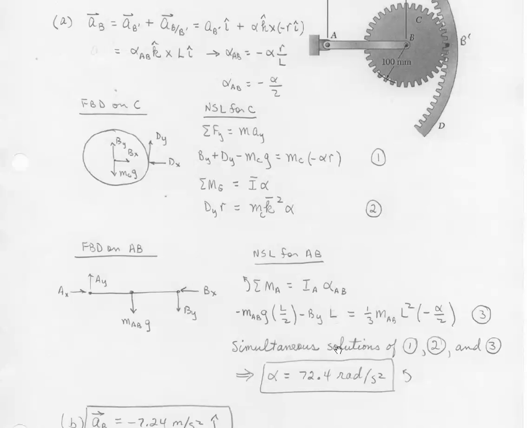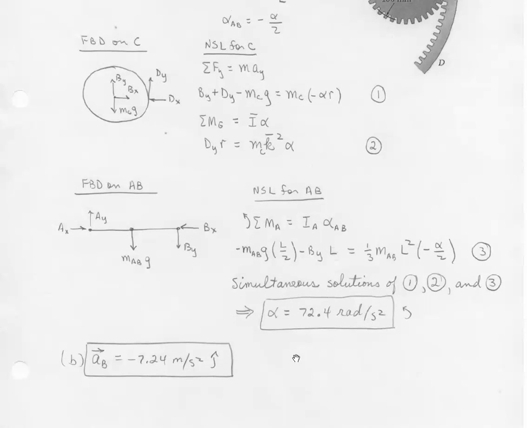So in reality, you have equations 1, 2, and 3 that you can solve simultaneously, and you get alpha equal to 72.4 radians per second squared. That allows you to calculate A sub B out of this set of equations as well, and you get minus 7.24 meters per second squared J.